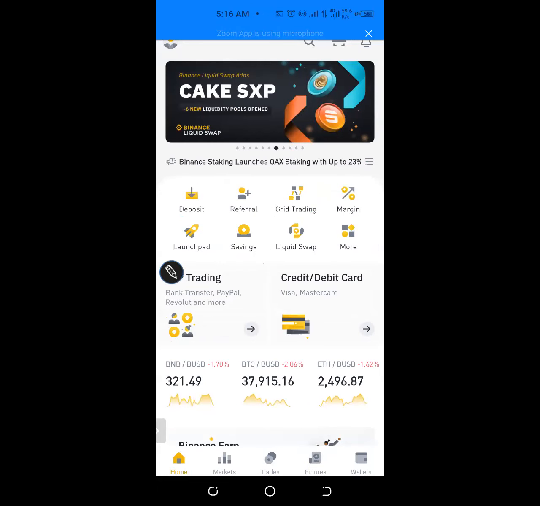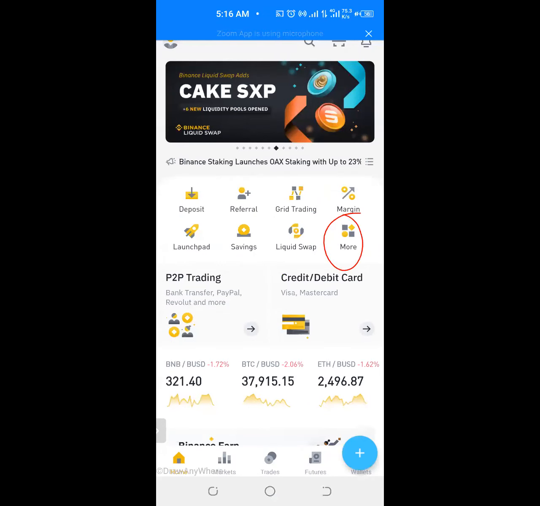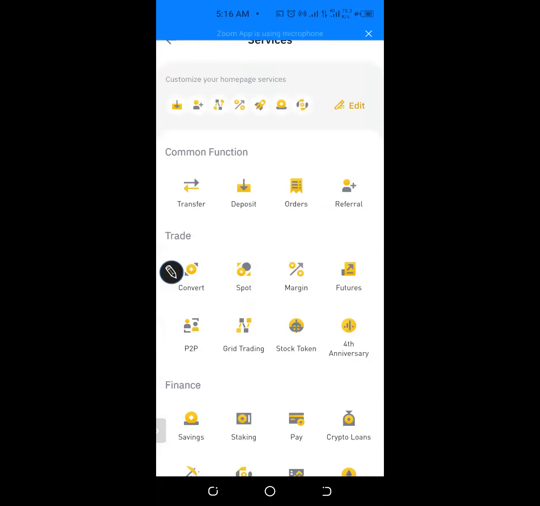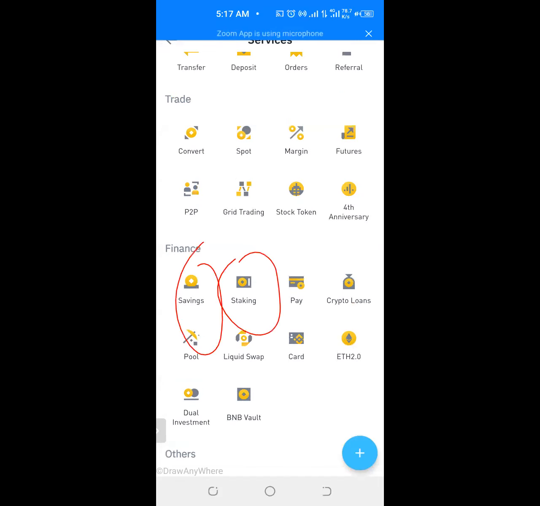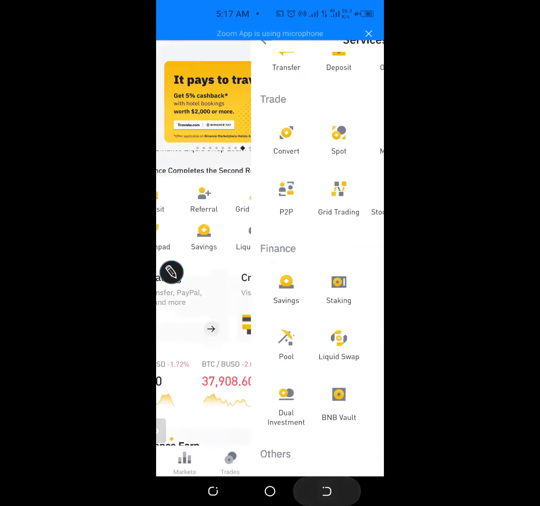The other time we came here on this particular More button, and we saw more options, like staking and saving. Those are different things we're going to explore with time. But for now, we just look at staking as we did the other day.